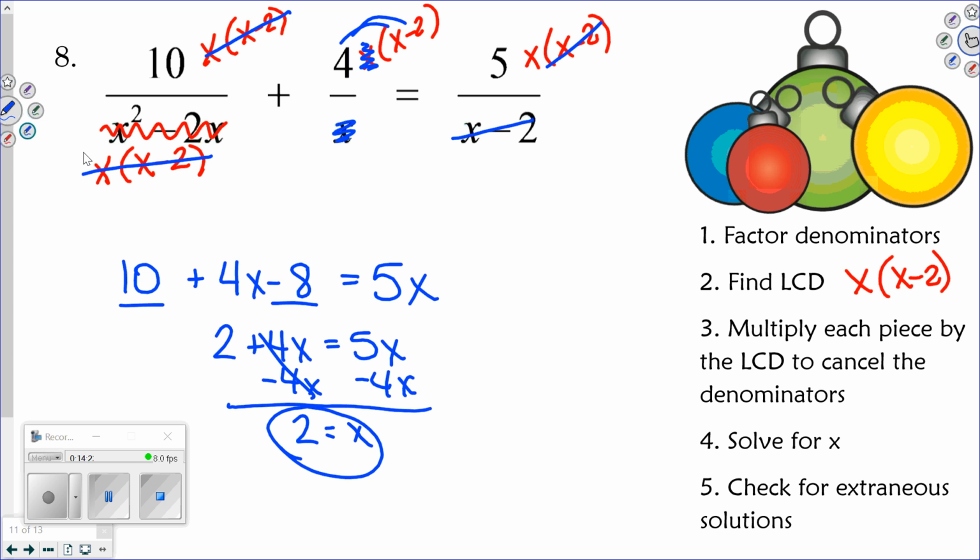Why? What are my restrictions? 2 and 0. No solution again. Wasn't it a 2 last time when it was no solution? Not necessarily.